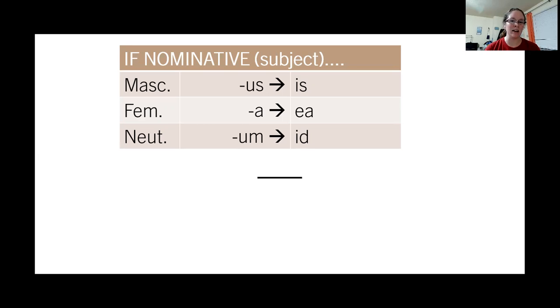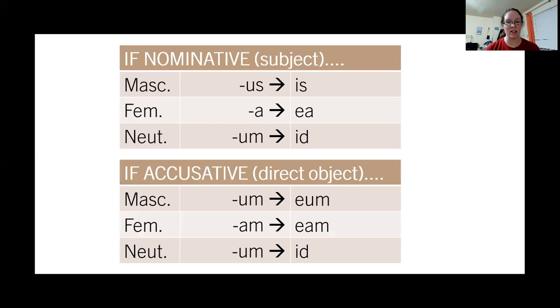Words that end in a are going to be feminine, so they get replaced with ea, she. And neuter words ending in um get replaced with id. So is, ea, id, he, she, it, us, a, um: masculine, feminine, and neuter. So that's all for the nominative, so if it's the subject of your sentence.